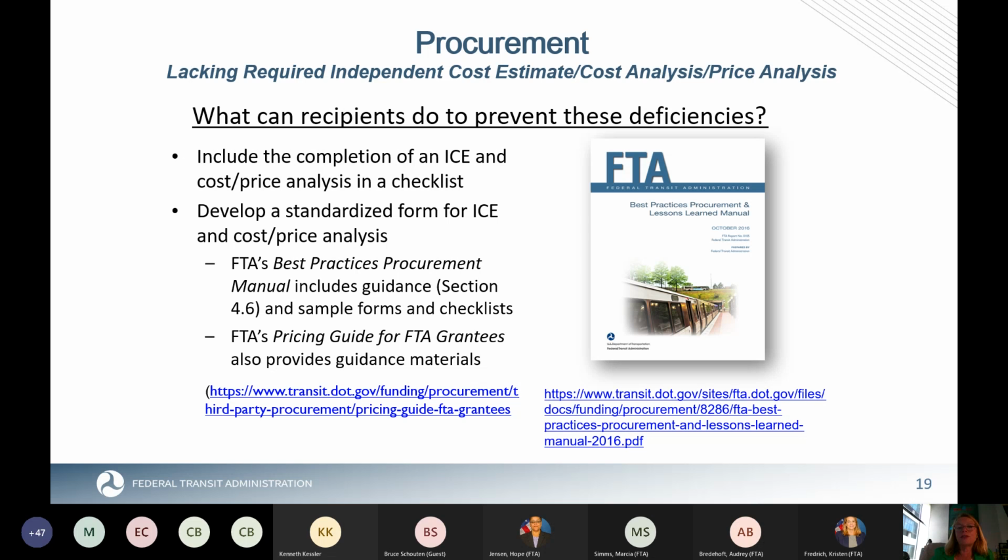There are a couple of good resources we've noted on this page. One is FTA's Best Practices Procurement and Lessons Learned manual. It's not a manual that's full of requirements, but it is a manual full of good ideas and some best practices. And they include in that, especially in section 4.6, some sample forms and checklists that you may want to look at and perhaps adapt and adopt for your agency. FTA also has a pricing guide for FTA grantees that can give you more insight in how to evaluate price and cost. And so that's independent cost estimate and cost or price analysis.